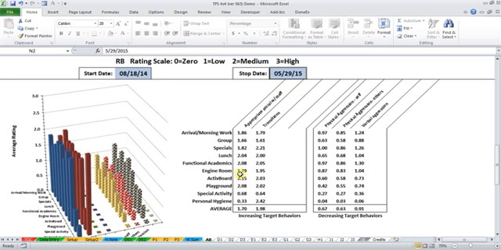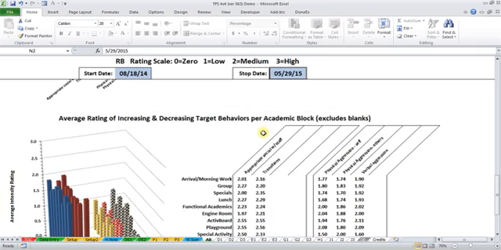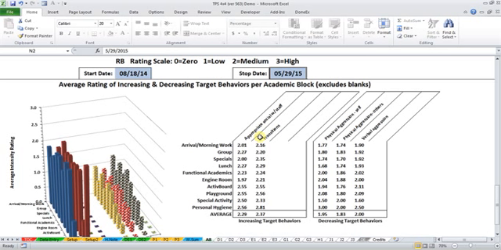If we want to start to think about what the intensity was without those blanks averaging in and depressing the values, then we go to the next graph. And you knew I was going to do that, didn't you? Average rating of increasing and decreasing target behaviors per academic block excludes the blanks. So in this case, we're just going to be looking at RB's performance as an average, but we're going to take out those blanks, those zeros, in the computation.